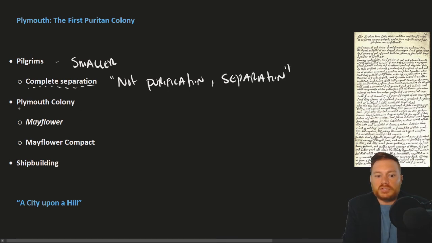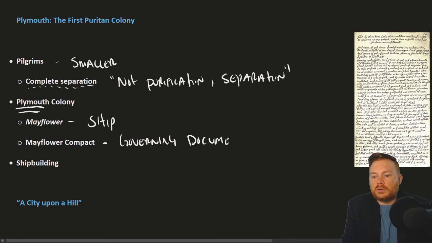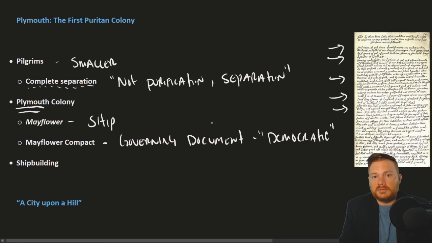And they established the Plymouth colony, right? That is the Pilgrim colony. Mayflower is the ship that they sailed on. The Mayflower Compact is a governing document, right? It is kind of loosely, we'll just call it loosely democratic. This is a picture of the Mayflower Compact. Again, it's a document that's aged very well, considering the trajectory of the United States.